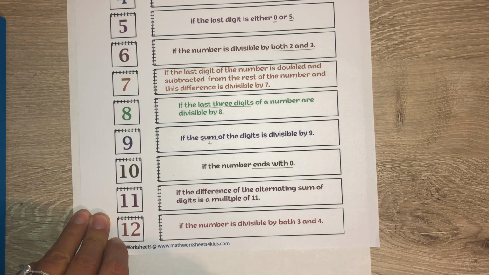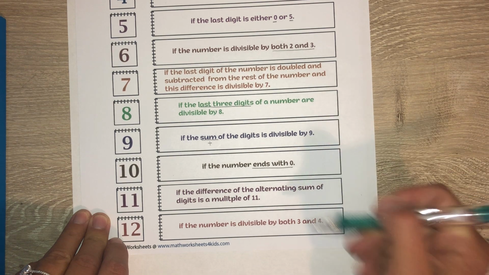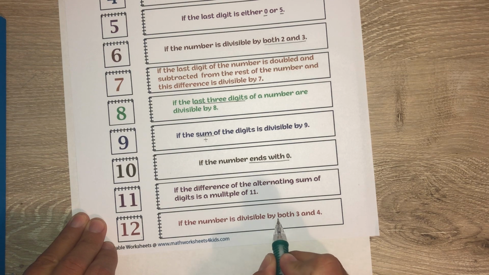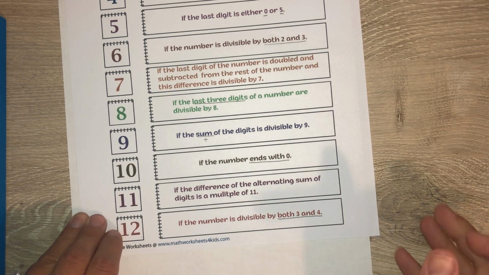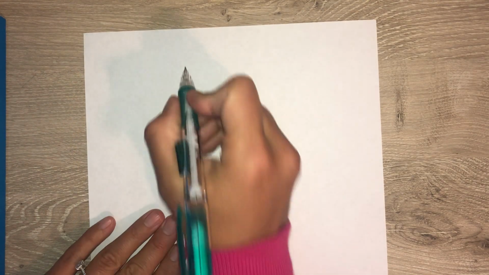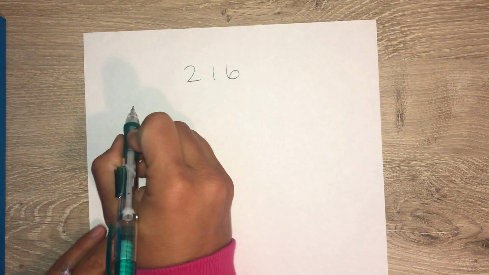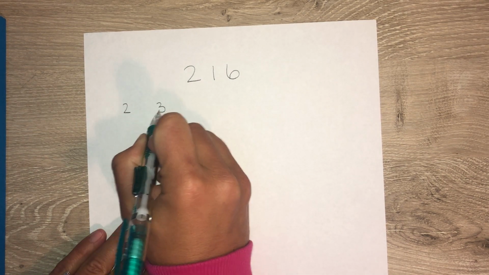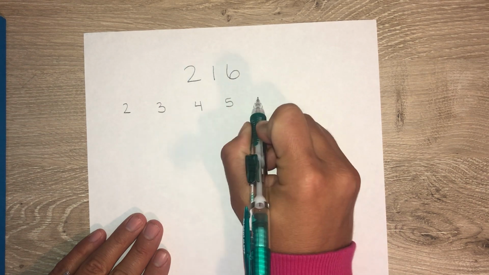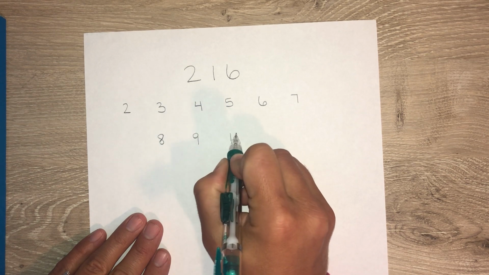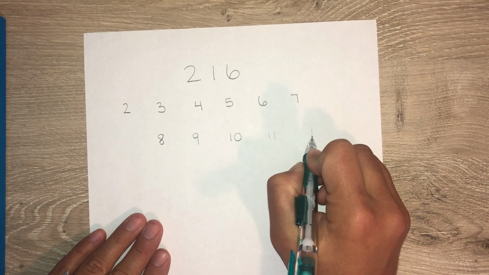So I'll have to come up with an example for that one for you guys, because I never really use the rules for 7 or 11. They're just too complicated for us. And the rule for 12 is if the number is divisible by both 3 and 4. Okay? So let's say I have the number 216, and I want to know if it's divisible by 2, 3, 4, 5, 6, 7, 8, 9, 10, 11, or 12.